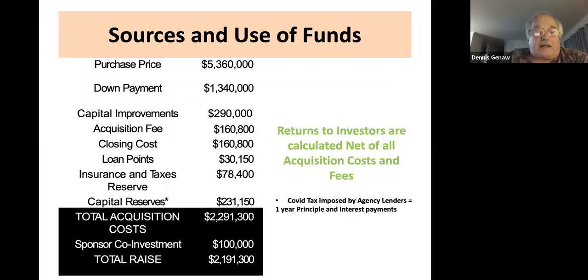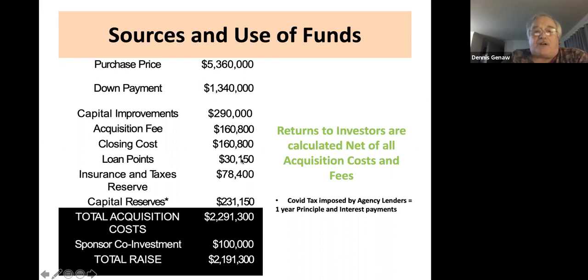Now, 2 things. As a general partner, you're collecting money, you need to know what it's going to be used for. And as a limited partner, you want to know how your money is being used. So let's use this example where we have a purchase price on a property of $5.36 million. The down payment is $1.34 million. This is a 25% down payment, so 75% loan to value. So they're getting a 75% loan. They're anticipating doing capital improvements of $290,000, 3% acquisition fee, 3% in closing costs approximately.